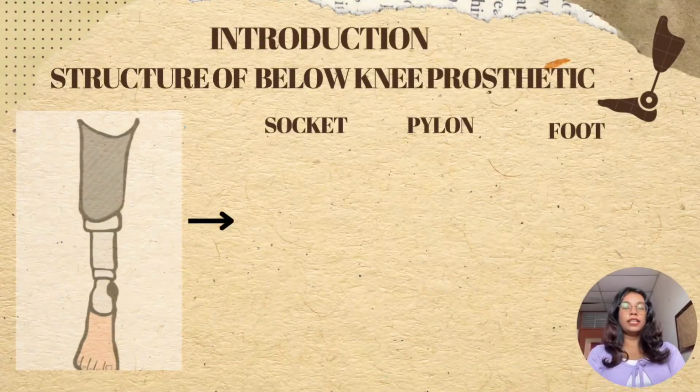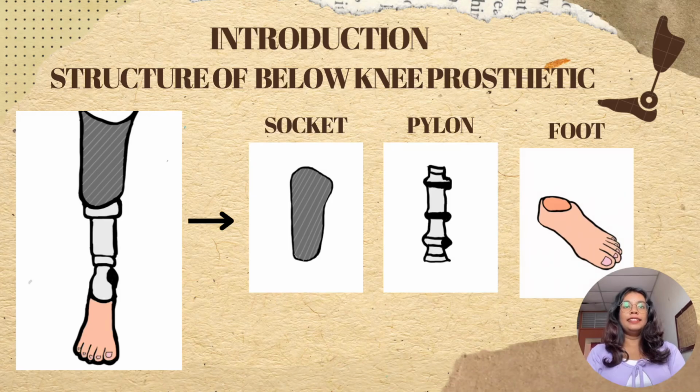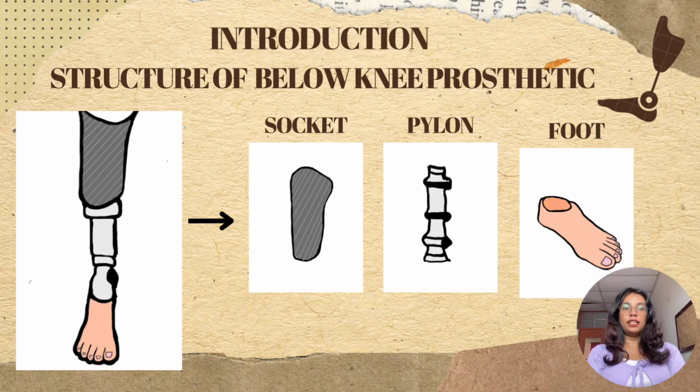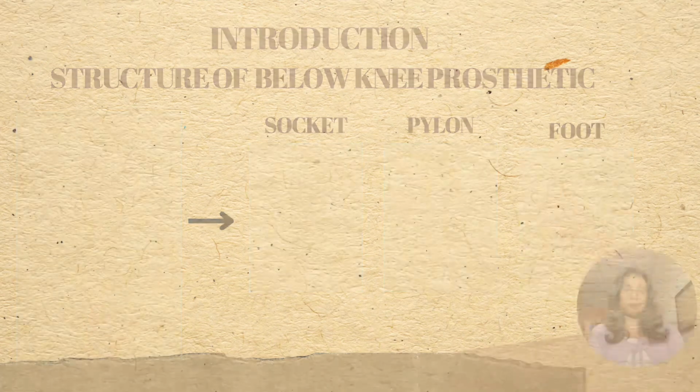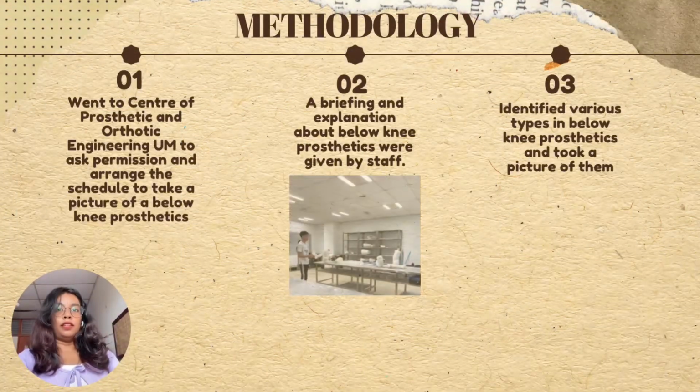Now I would like to explain about the introduction. Under introduction we will discuss the structure of below knee prosthetic. So there are three parts of below knee prosthetic, which are socket, pylon and foot. Next I'll explain about the methodology.